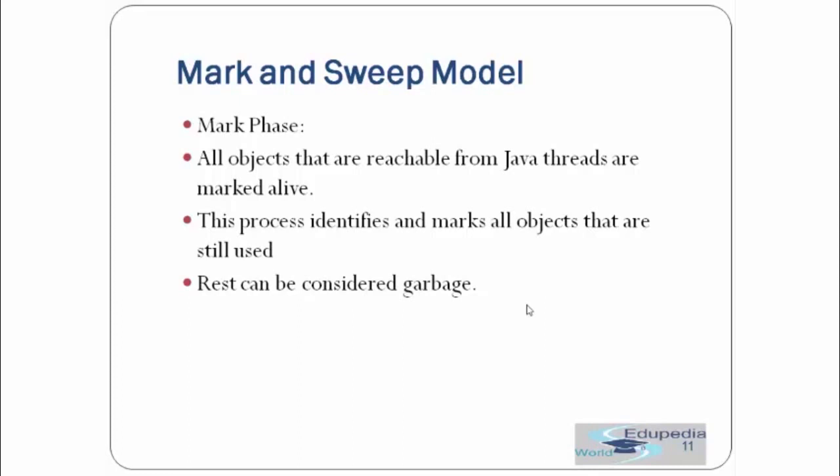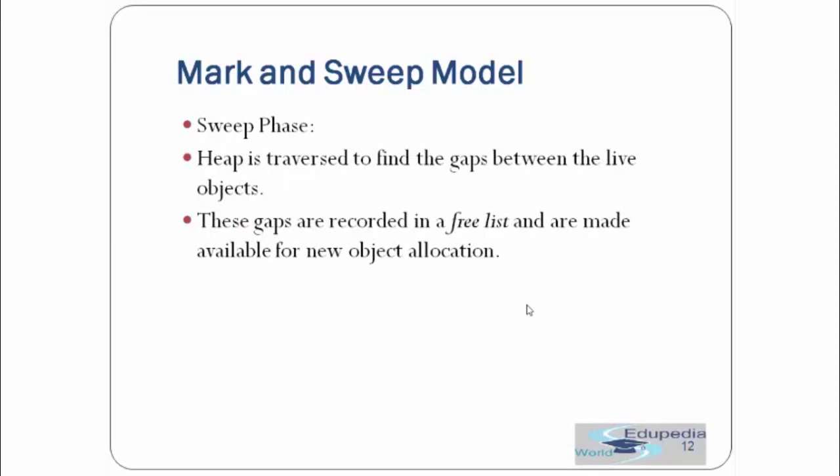And the rest can be considered as garbage. So this is how the mark phase works, marking those that are still in use, so that the remaining can be considered as garbage. Okay, so once marking is done, then the sweeping phase occurs. In the sweep phase, the heap is traversed to find gaps between live objects, and these gaps are recorded in a free list and are made available for new object allocation.